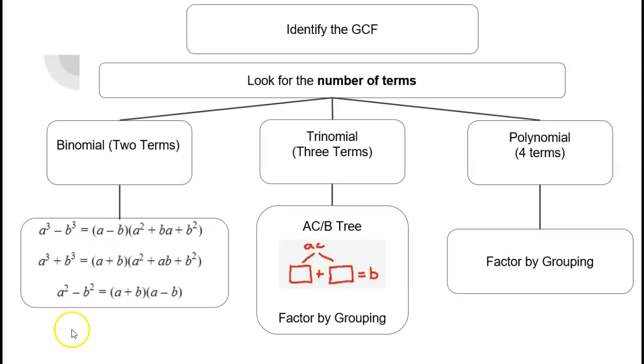So the first thing we're going to do is identify the GCF. Then we're going to look for the number of terms. If it is a binomial, which means it has two terms, it'll fall under the category of a sum or difference of perfect cubes, or the difference of perfect squares, if it can be factored. A trinomial will have three terms, and we will use our ACB tree, and then we will factor by grouping. And if a polynomial has four terms, then we will factor by grouping.